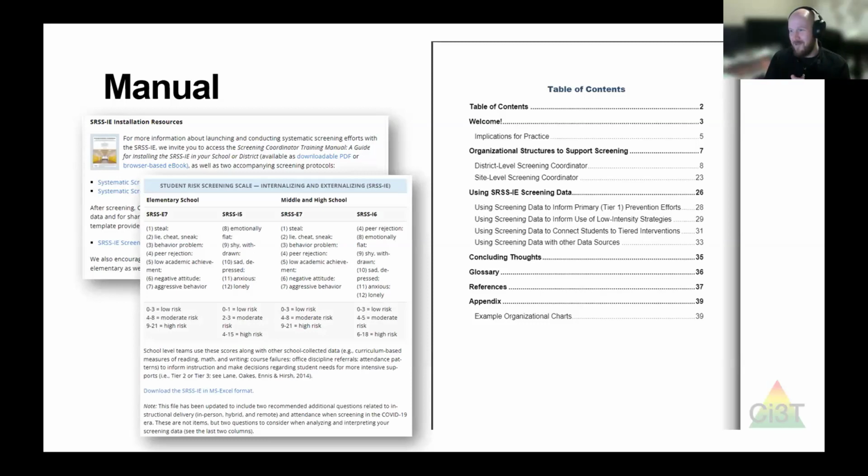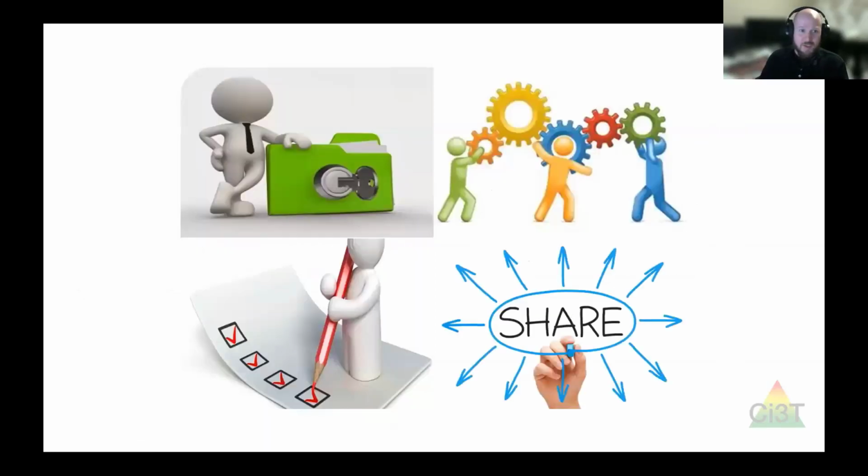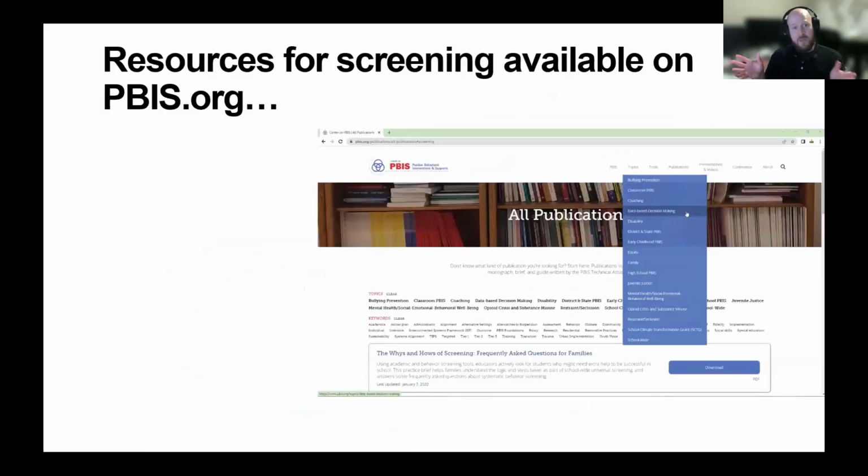So you want to make sure that's one of the big points of screening, is making sure that you're using the correct tool in the correct way. Some other things that we want to share with you that are surprisingly not actually on the ci3t.org website. They're on a different website, which we also highly recommend. This is pbis.org.